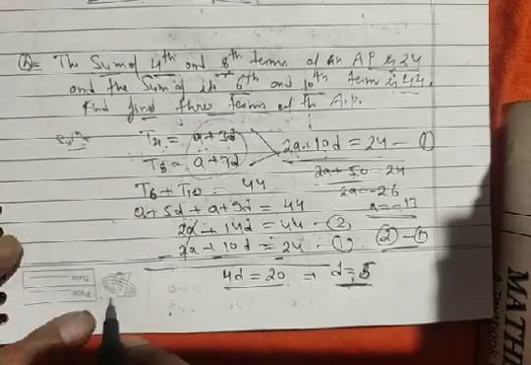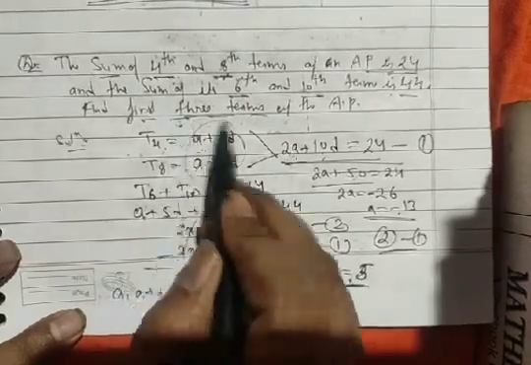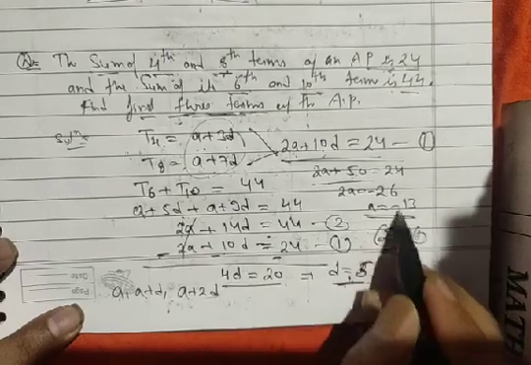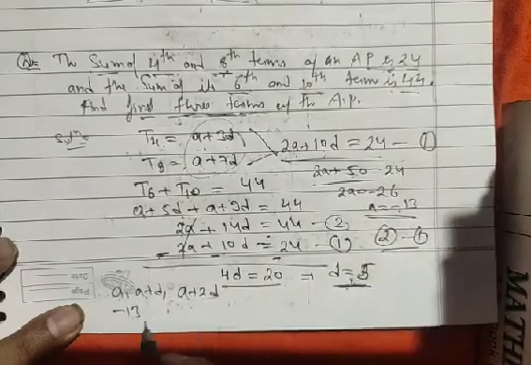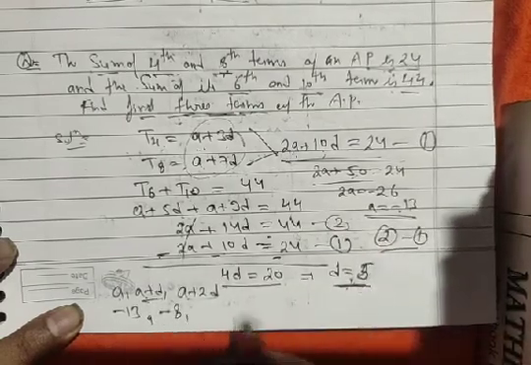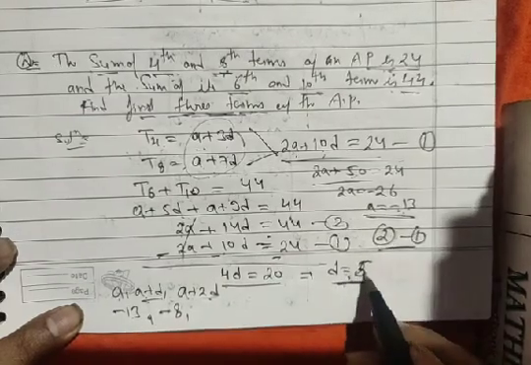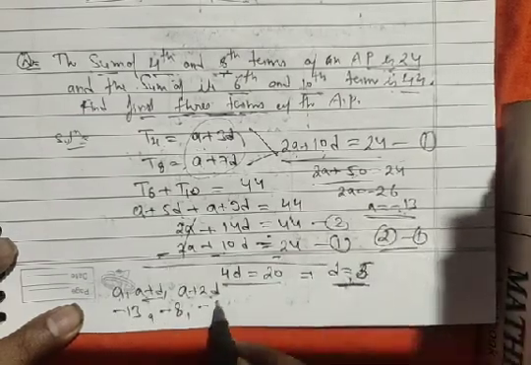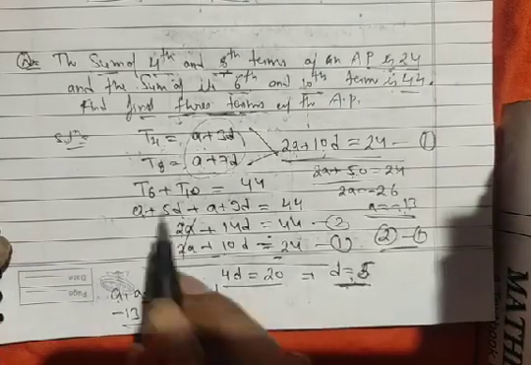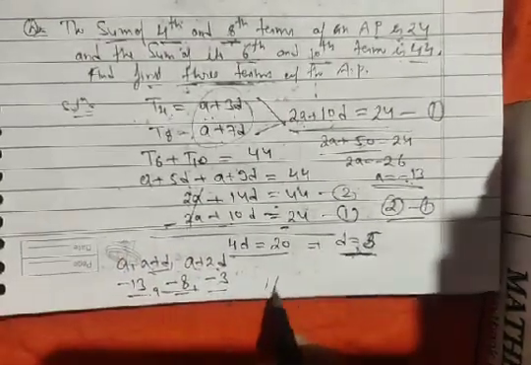Again our series is a, a plus d, a plus 2d. Here we have to find its first three terms. a is minus 13. The second term is a plus d: minus 13 plus 5, which gives minus 8. Then a plus 2d: minus 13, and 2d is 2 into 5, which is 10. Minus 13 plus 10 gives minus 3. These are the first three terms of the AP. Now this is our required answer.